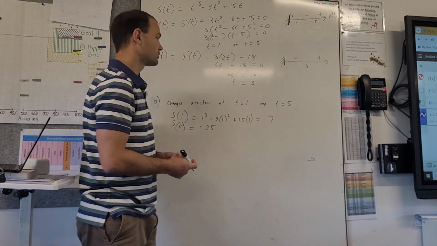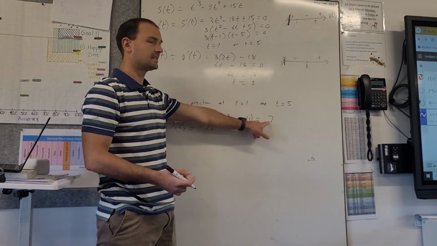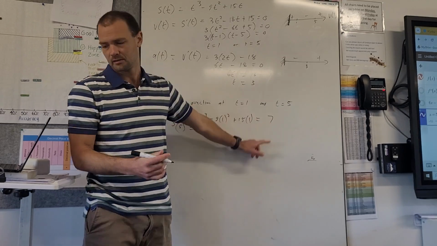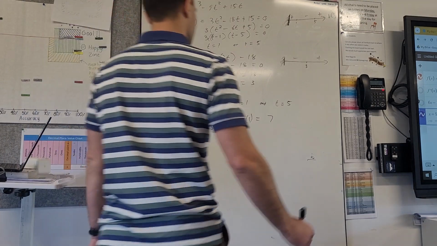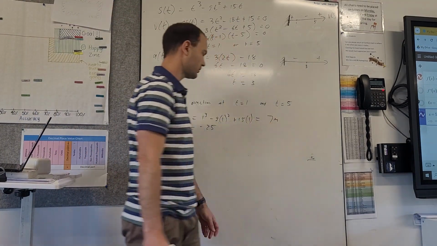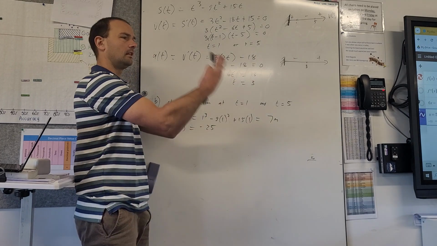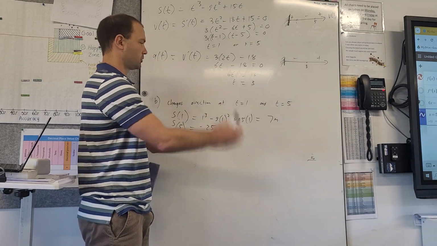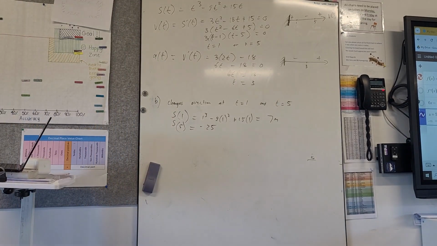Okay, so the particle changes direction when time is 1. Its position is 7 meters. Is our unit meters? Meters, 7 meters to the right of the point of origin. And when time is 5, it's 25 meters left of the point of origin. All right, we'll sketch that up on a motion diagram in a moment. Okay, so that's part B complete.